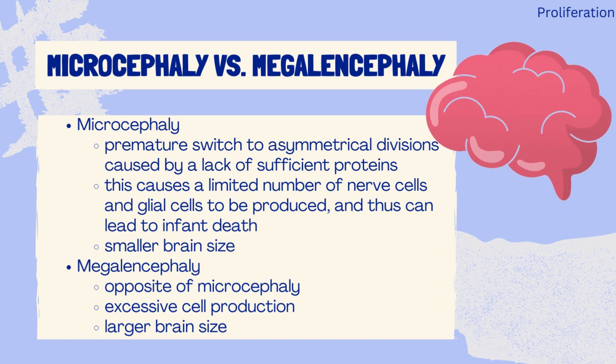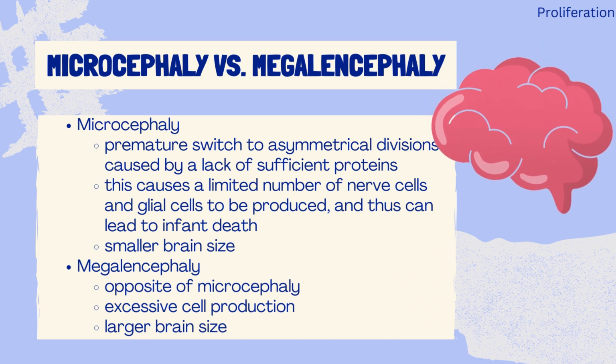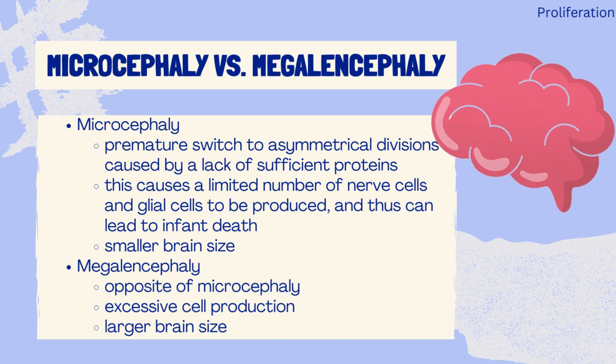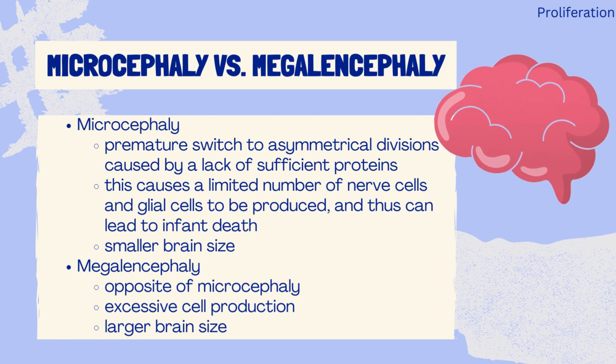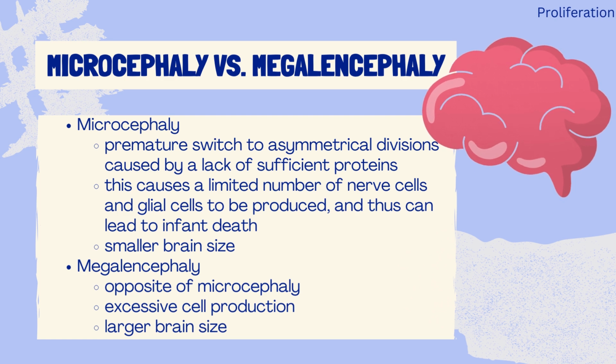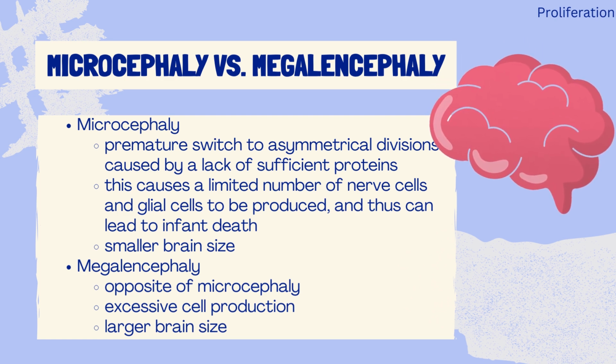Megalencephaly is the opposite. There is a post-mature switch, so it happens too late to switch from asymmetrical divisions, and so this causes excessive cell production and a larger brain size.